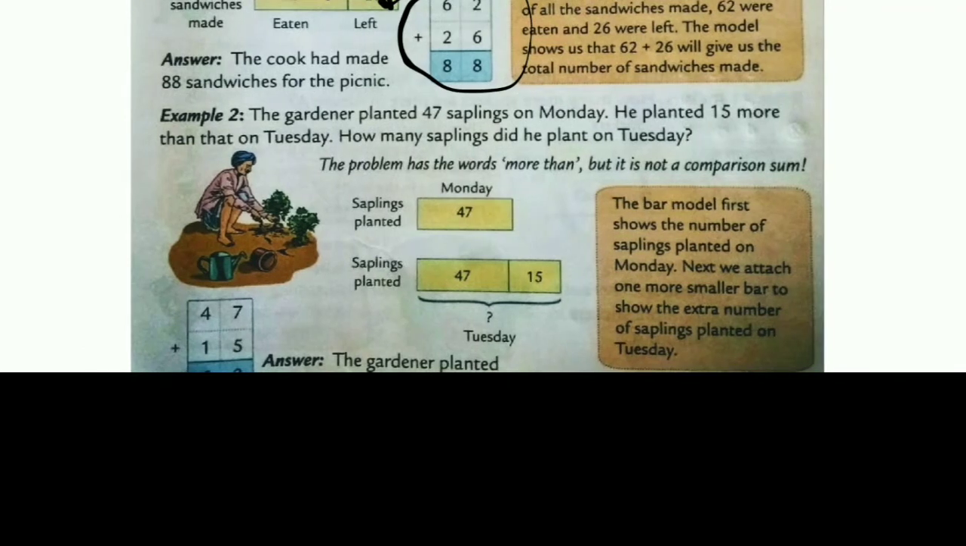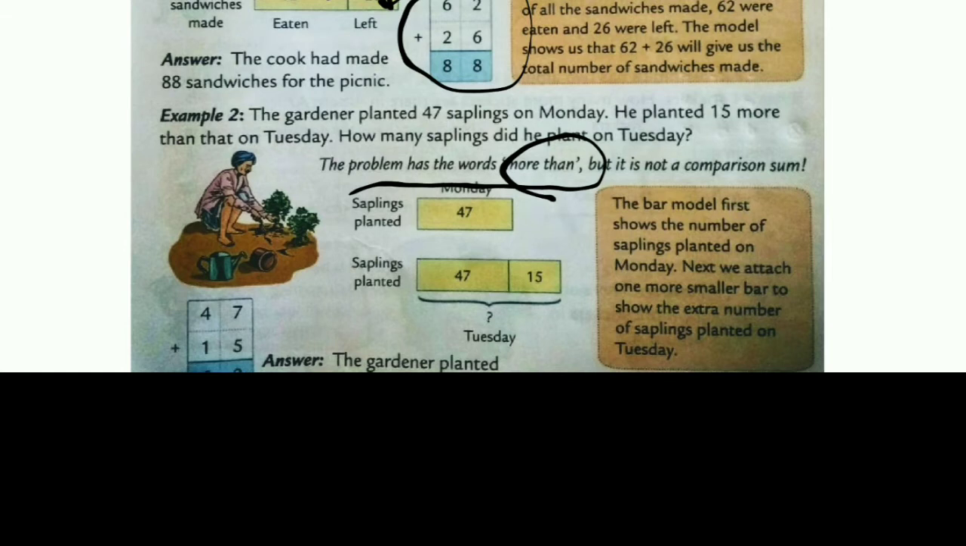Second, the gardener planted 47 saplings on Monday. He planted 15 more than that on Tuesday. How many saplings did he plant on Tuesday? Got it? See, the problem has the words more than. More than means extra. It means plus. But it is not a comparison sum.